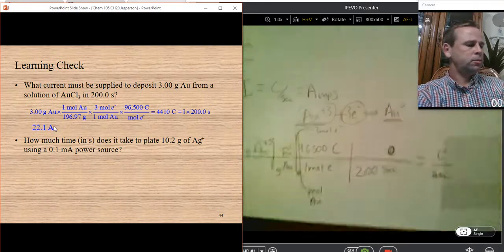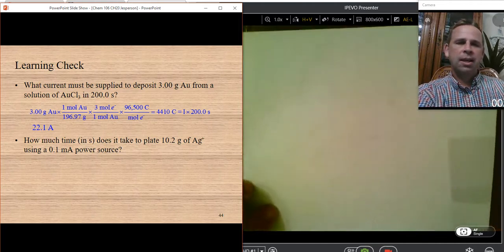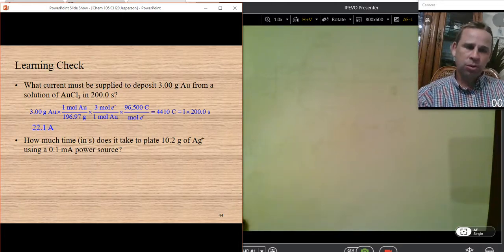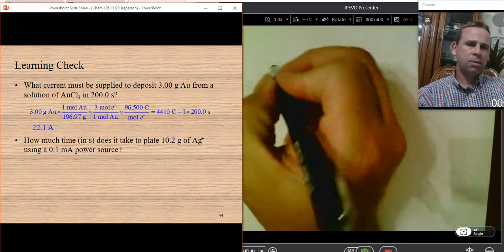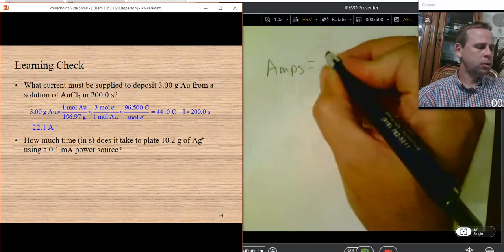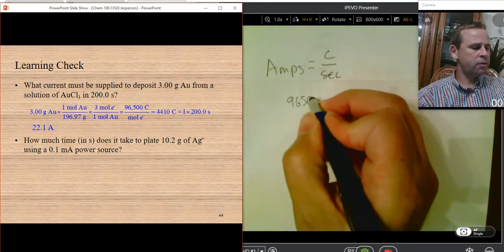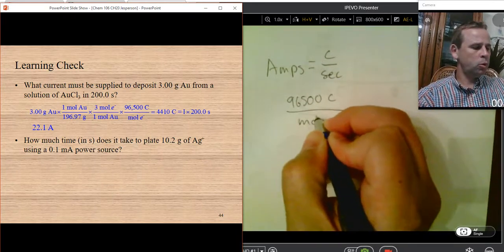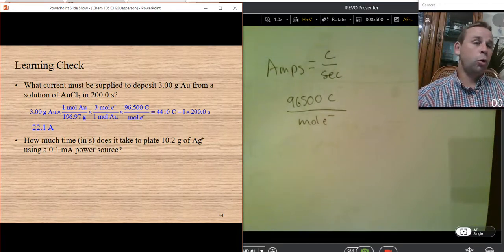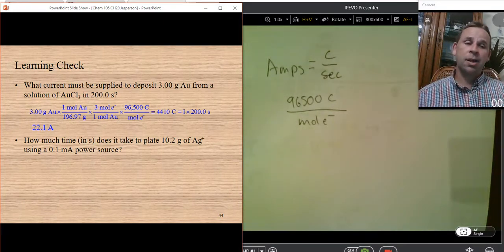All right, so the next question here asks you something slightly different, but the same type of thing. The new tools that we're getting here are that amps are coulombs per second, and that there are 96,500 coulombs for every mole of electrons, right? For every mole of the ion that you want plated, you need to recognize how many electrons.